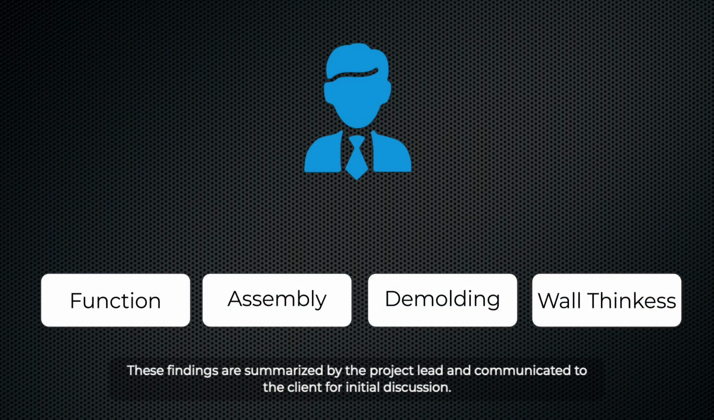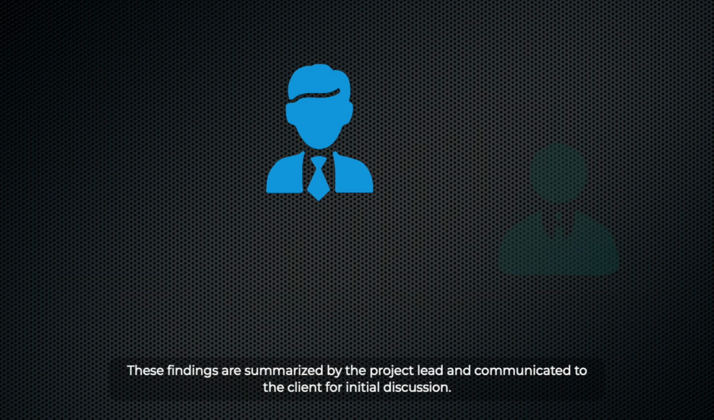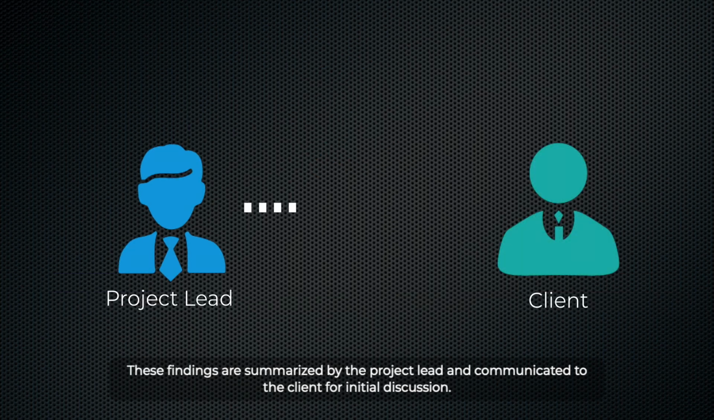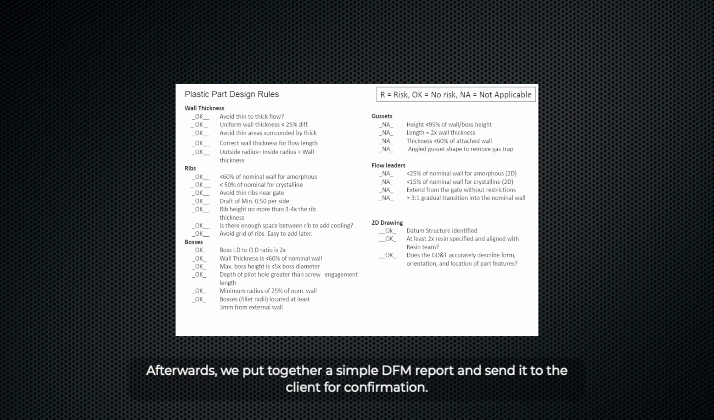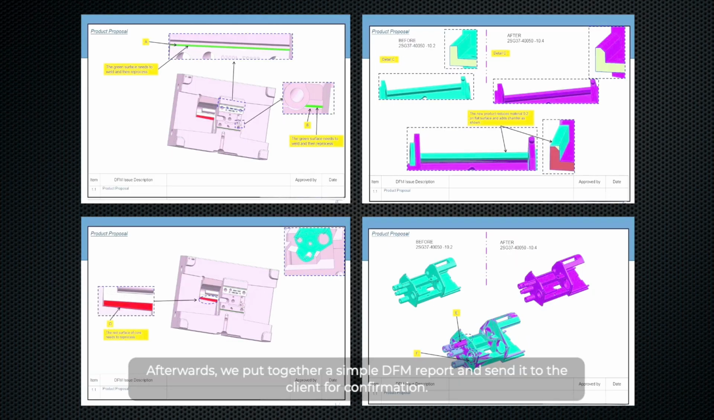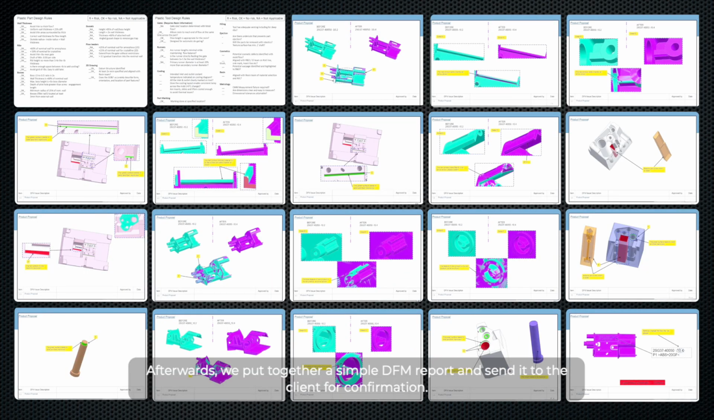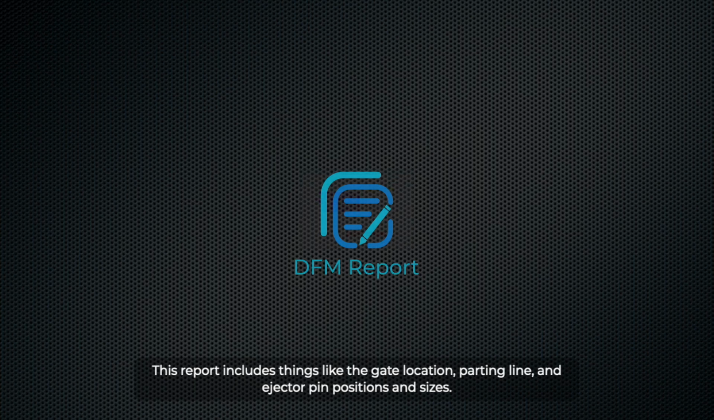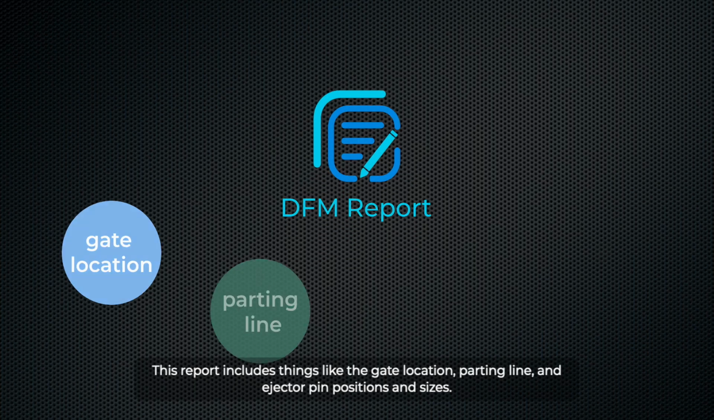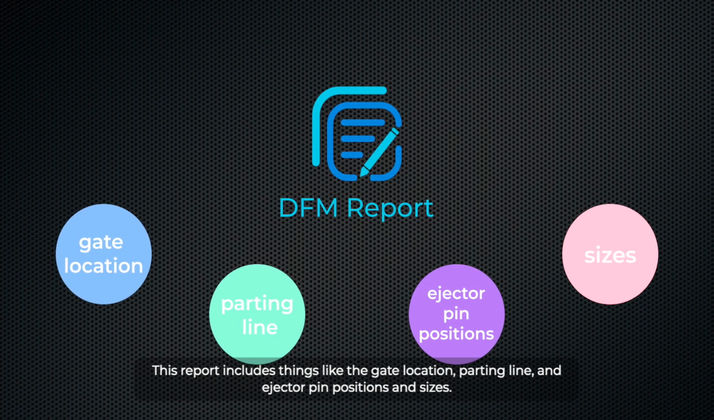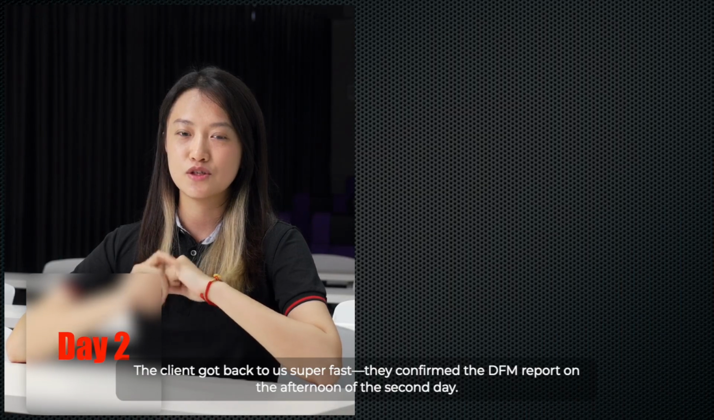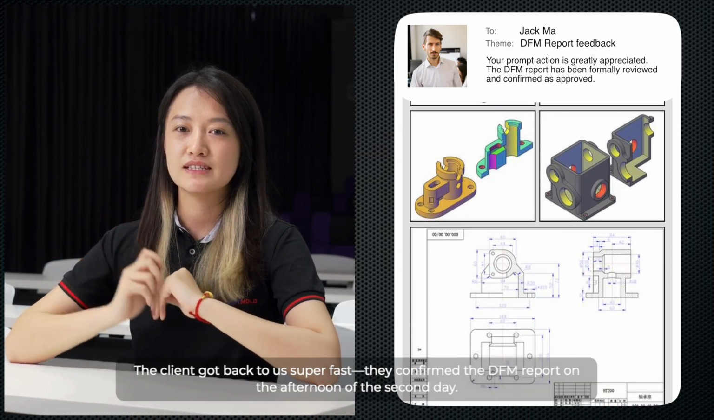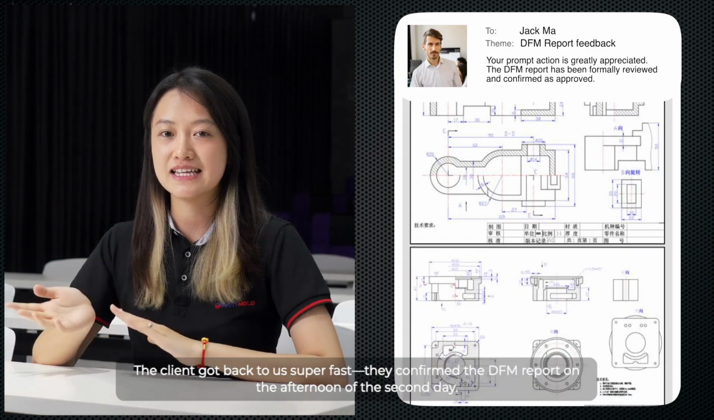These findings are summarized by the project lead and communicated to the client for initial discussion. Afterwards, we put together a simple DFM report and send it to the client for confirmation. This report includes things like the gate location, parting line, and ejector pin positions and sizes. The client got back to us super fast. They confirmed the DFM report on the afternoon of the second day.